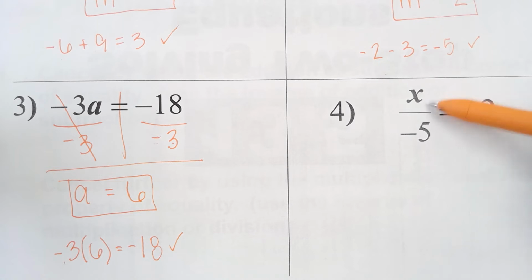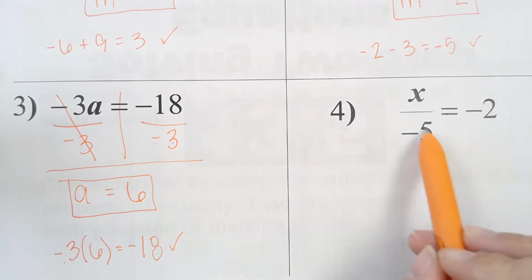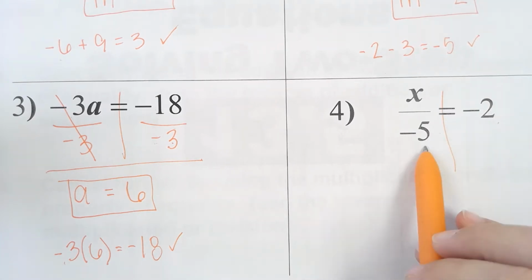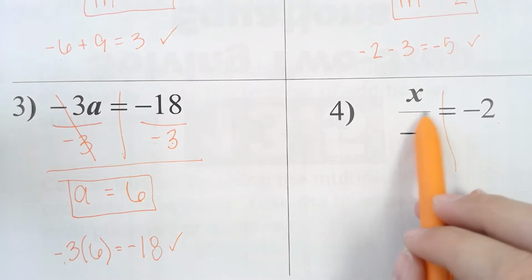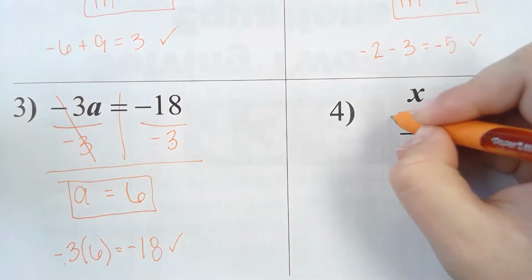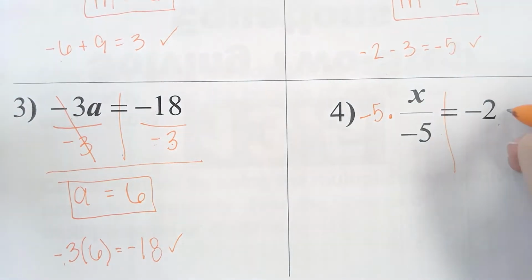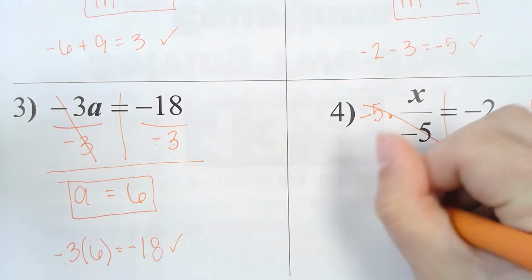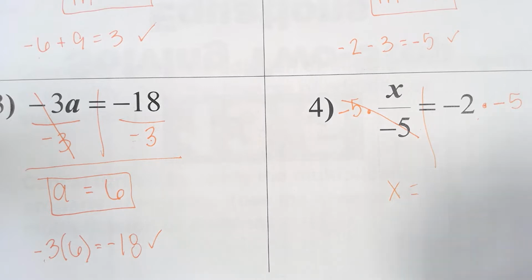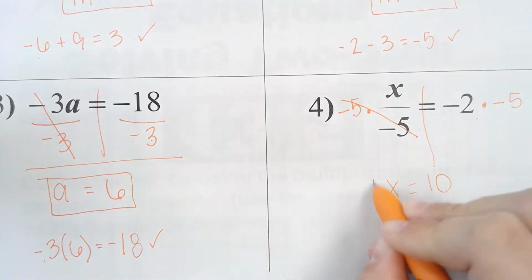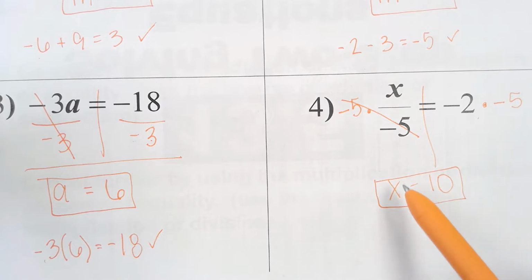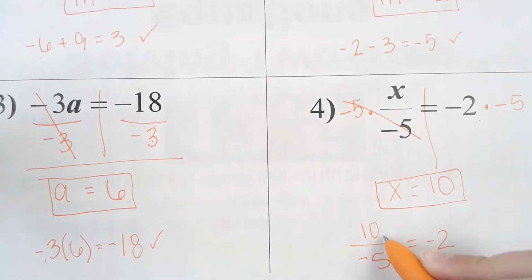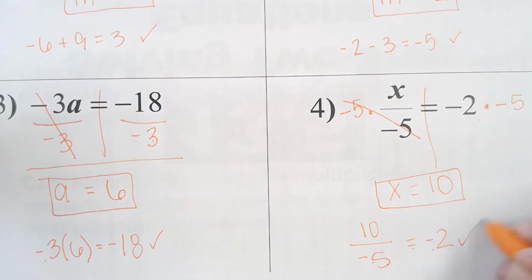All right, and the last one, so same thing, I want to get the variable by itself, so I need to move this -5 over to the other side of the equal sign. And right now, the x and the -5 are dividing, because remember, fraction bar means dividing. So the opposite of dividing is to multiply. So I need to multiply by that -5 on both sides, so that my -5's cancel. I'm left with x equals, and then 2 times -5 is a +10. And then if I were to check my work, plug 10 back in for x. And does 10 divided by -5 equal -2? It sure does.